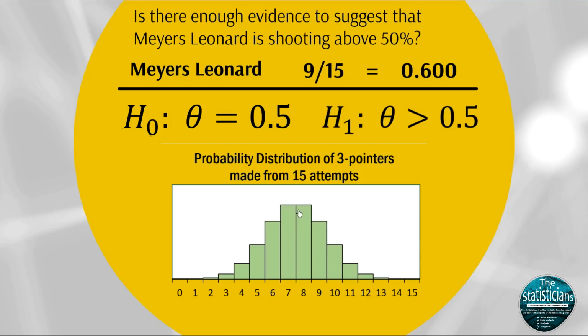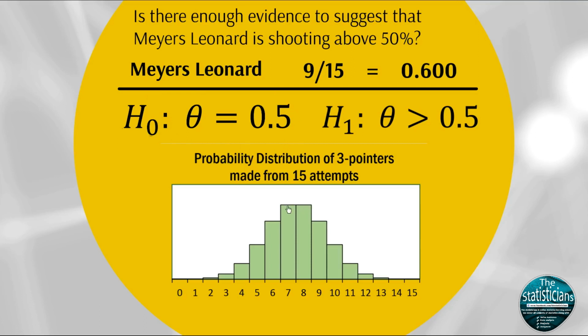But of course you can't sink exactly 7.5, so 7 and 8, they'll be approximately the same height, so they'll have the same probability of occurring. He's less likely to get 6 and 9, less likely again to get 5 and 10, etc. So this is the probability distribution of Myers-Leonard's 15 3-point attempts, where the number of successes are on this axis, assuming the null hypothesis is true.